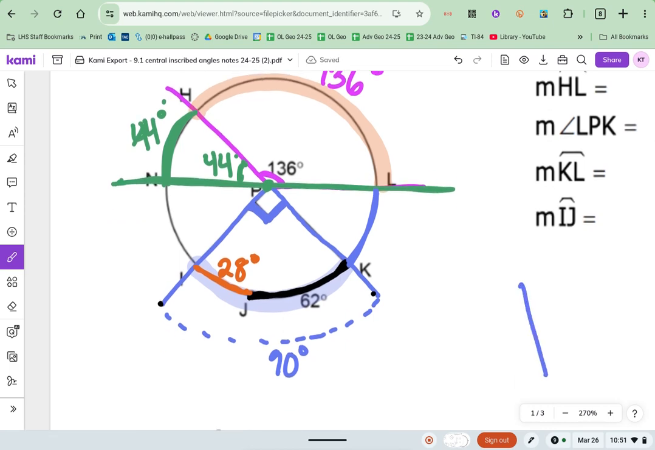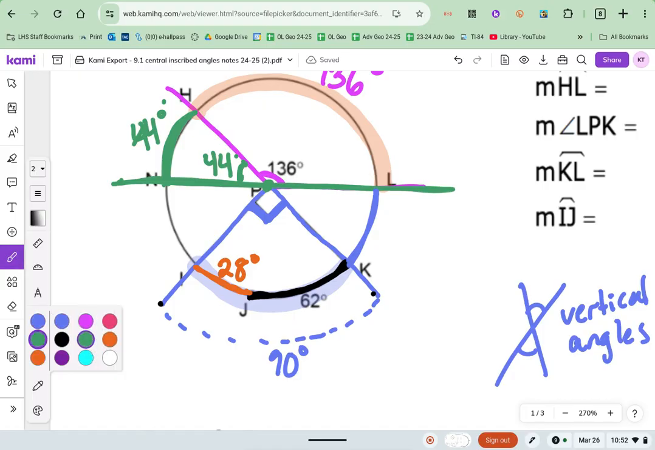So we've seen these off and on throughout the year. So we have vertical angles in this picture. That 44 degrees and this angle right here are vertical angles. So that means that they're congruent. So if one of them is 44, the other one's 44. Which means that arc LK is also 44 degrees because it's the same as the central angle.